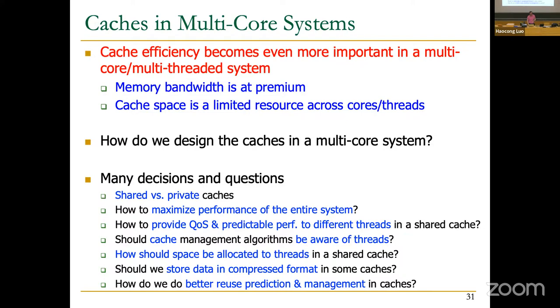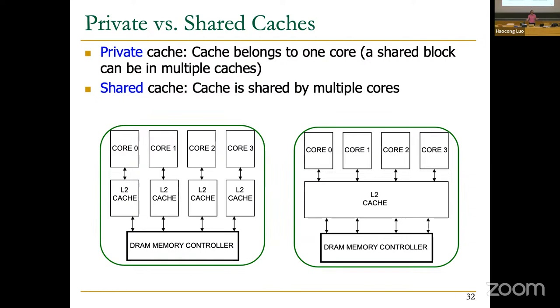But let's take a look at one dimension of this, which is basically, should the cache be private or should the cache be shared across cores? Or a subset of cores, right? You could generalize this. So with a private cache, a cache belongs to one core, which means that a shared block can be in multiple caches. Whereas a shared cache is shared by multiple cores. Basically, the L2 cache over here is shared by multiple cores, as you can see. And if there is a block that's shared across those different cores, it doesn't need to be replicated across different caches, essentially, if the cache is shared. A block is in only one place, essentially. So you can see there's one immediate advantage of a shared cache. It reduces the replication across different private caches, right? So I'm not even talking about L1 caches.